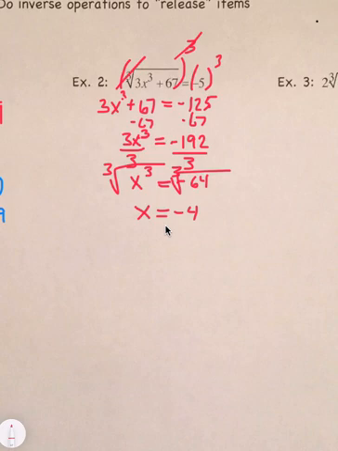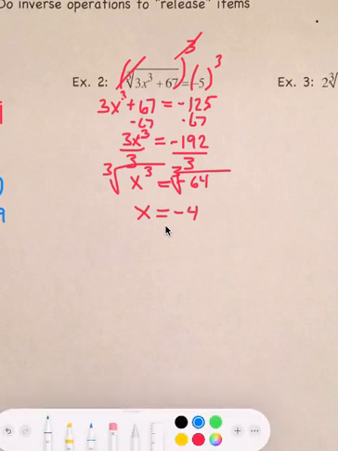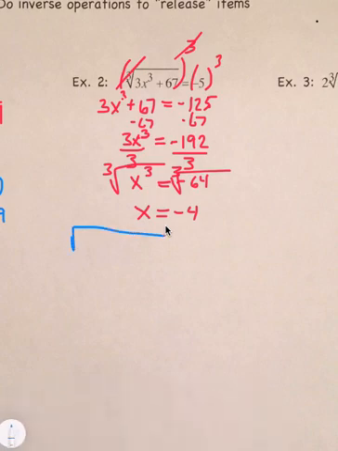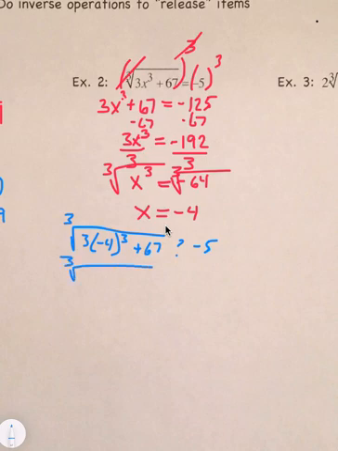So now we want to check our answers. So we plug it back in. Cube root of 3 times, so in place of x we put negative 4 cubed plus 67. Does that equal negative 5? We'll find out. So we know that negative 4 cubed is negative 64. So this is 3 times negative 64 plus 67. Does it equal negative 5?